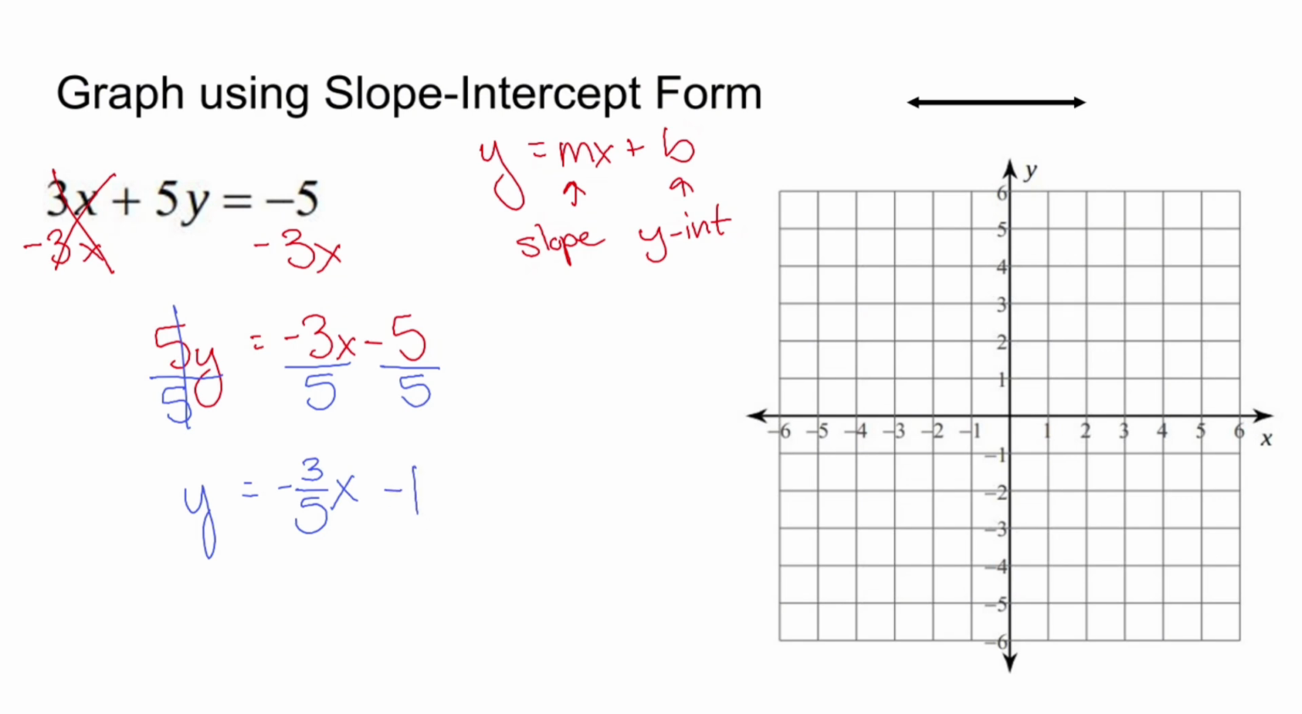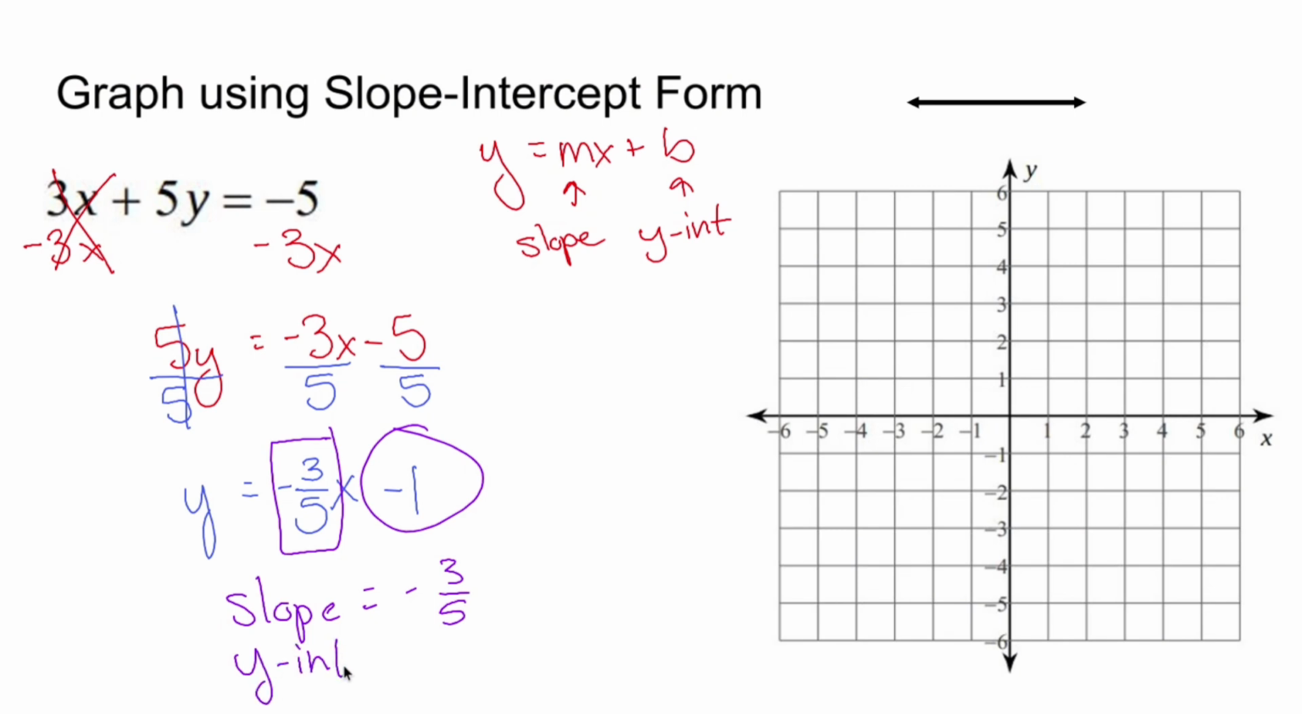Now that I have y all by itself, I can identify my slope, which is the number in front of x, so let's write that out. Slope is going to be negative 3 over 5. And I can identify my y-intercept, which is the number that's just floating around right there, which is negative 1.